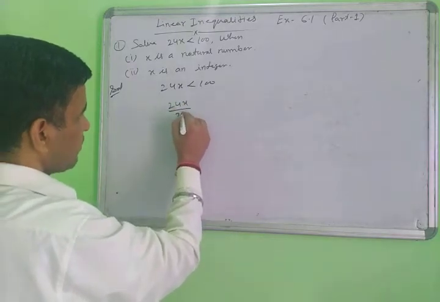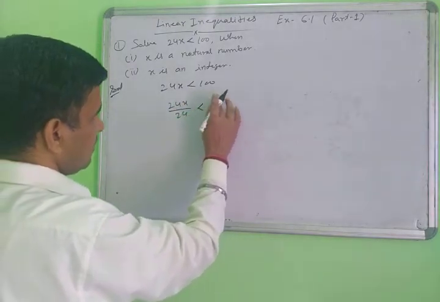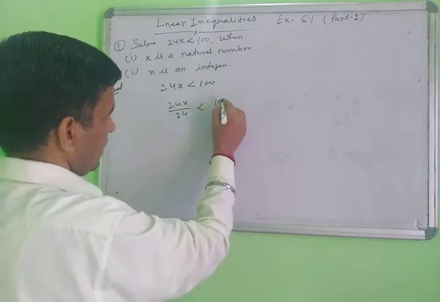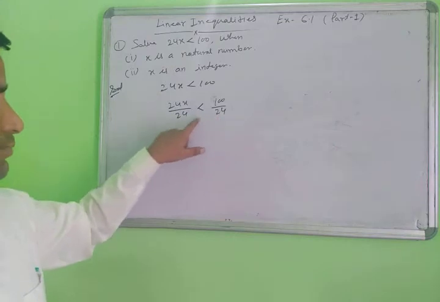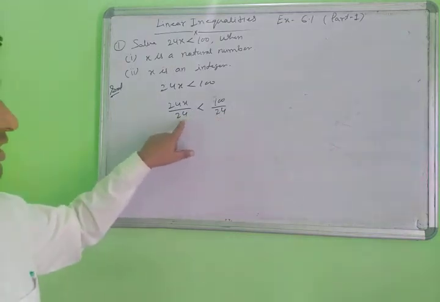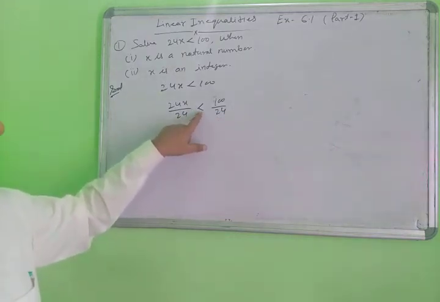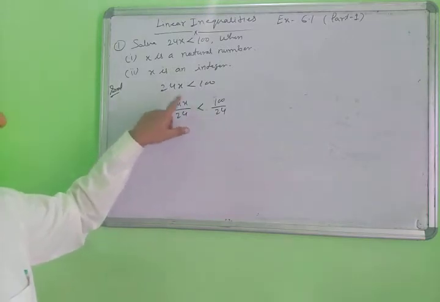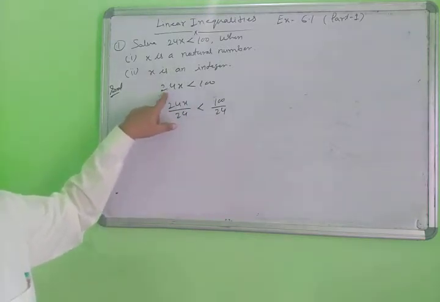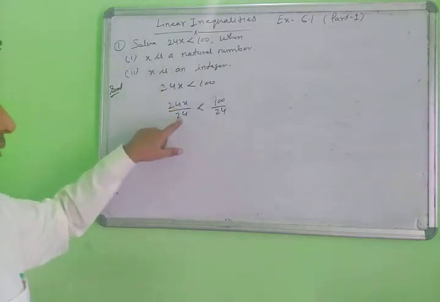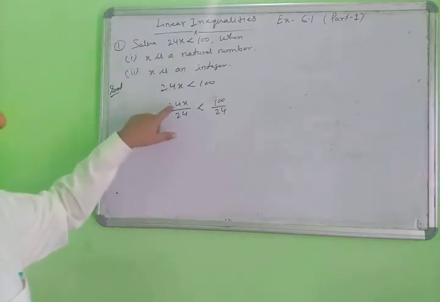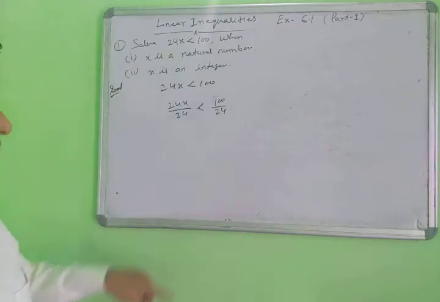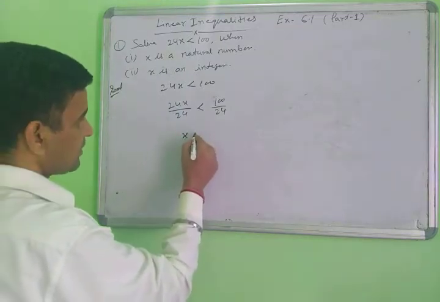24x divided by 24 less than 100 divided by 24. When you divide an inequality by a positive number, the sign will not change. How to remove the 24 here? When you divide by 24 on both sides, it will be cancelled. What is left? x.